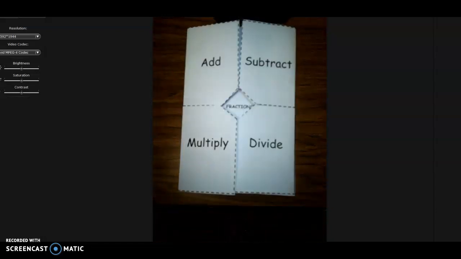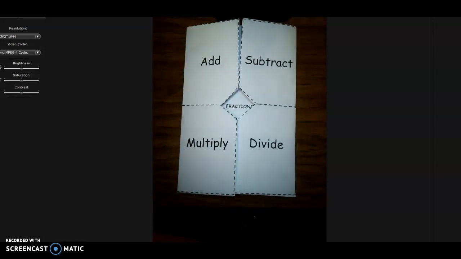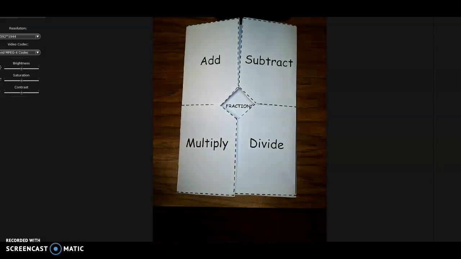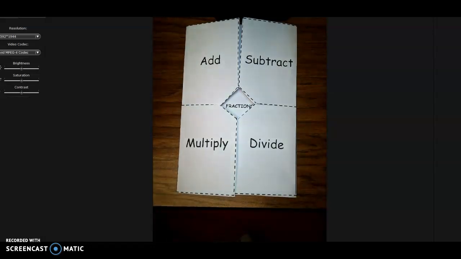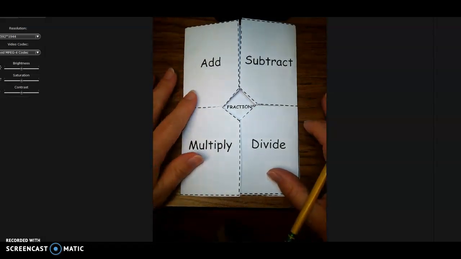Hello, today we are going to work on adding and subtracting fractions, and we're also then going to have a second video about multiplying and dividing fractions.